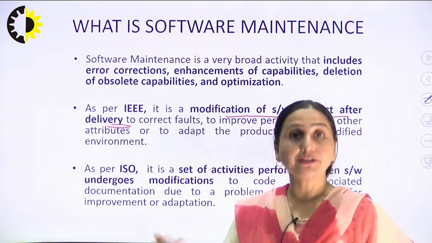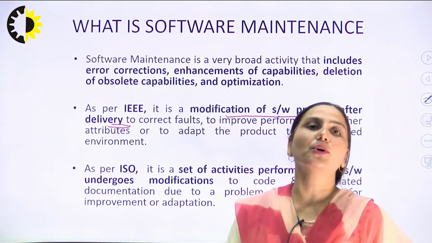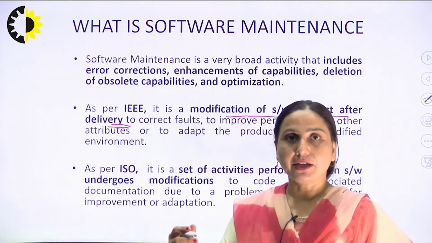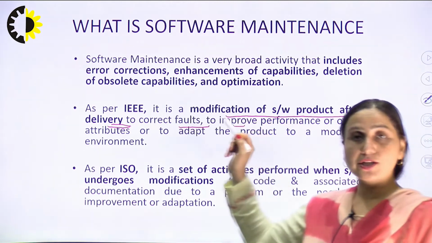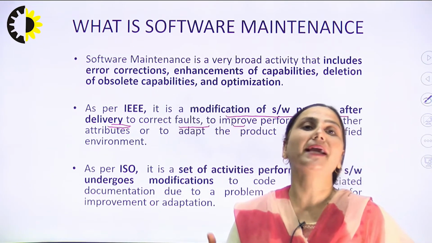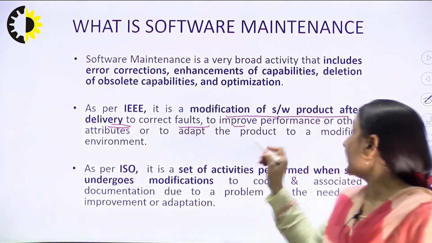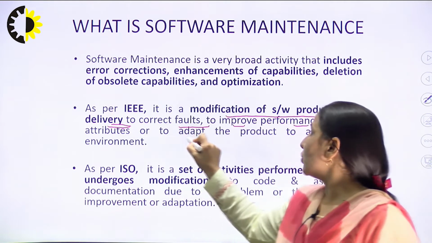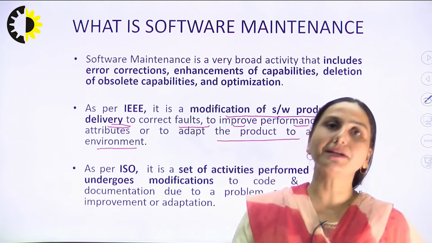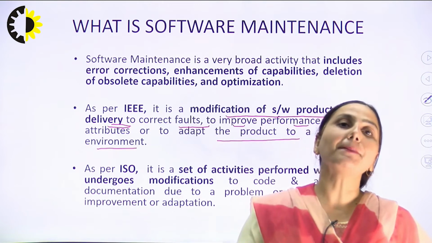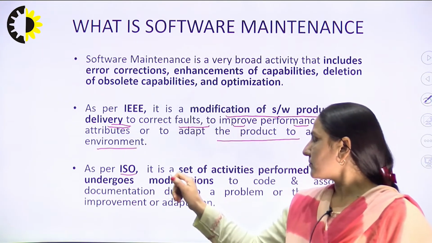That means after the delivery, whatever modifications we incorporate, it's not that before delivery you are making any sort of changes. After delivery, if you incorporate any changes to correct the faults, of course, the main target is how we'll be able to improve the performance of the system. Right, that is the important thing, or other attributes, to adapt the product to the modified environment, so that the product that we have developed will adapt according to the change in the type of environment. Now, as per ISO, what is software maintenance?